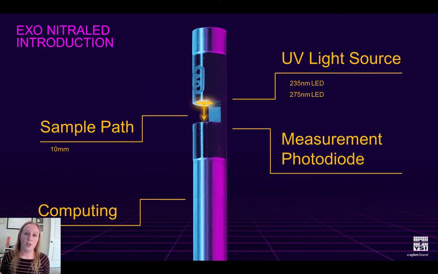The EXO NitraLED sensor uses very powerful LED lights, one at 235 nanometers and one at 275 nanometers to measure nitrate and natural organic matter. The 10 millimeter sample path length allows for the wiper brush to pass through, but again, that number is not actually used in the calculation of the nitrate concentration, as I've alluded to previously and which we'll discuss again. On the other side of the path, down here, is the UV enhanced photodiode that actually detects the light that has passed through the sample. In the body of the sensor then are the brains that store the calibration, the site-specific correction, and they also perform the absorbance and concentration measurements on the fly.